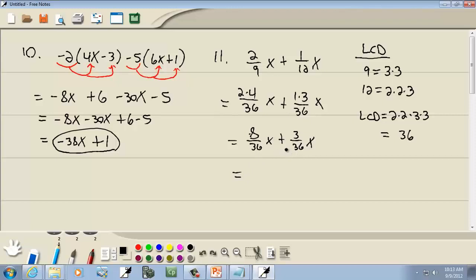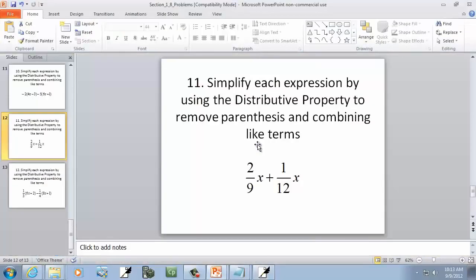Well, they have the common denominator now, so I'll add them together. 8 plus 3 is 11, over 36, x. And that's our answer. Let's look at one more.